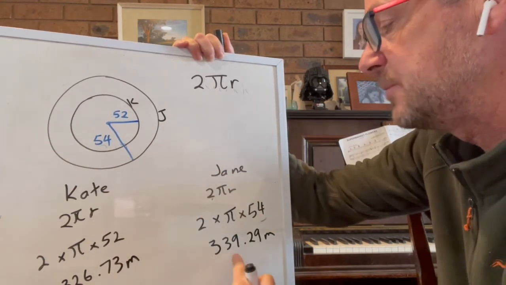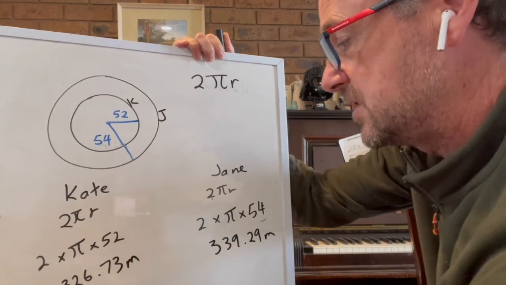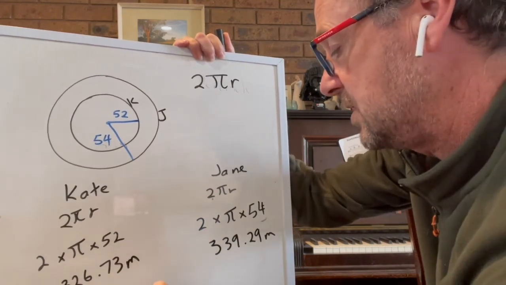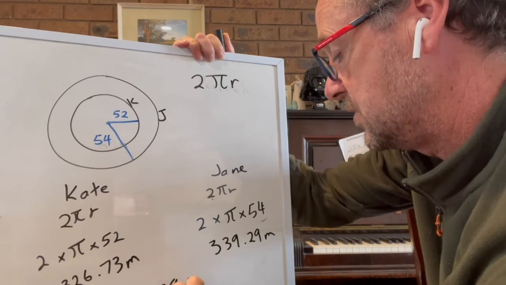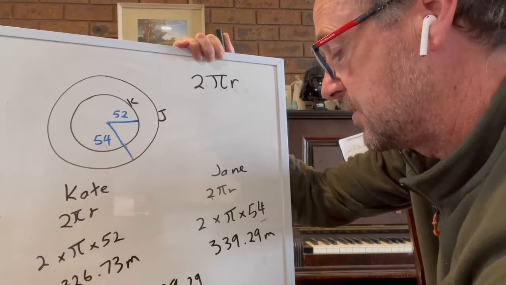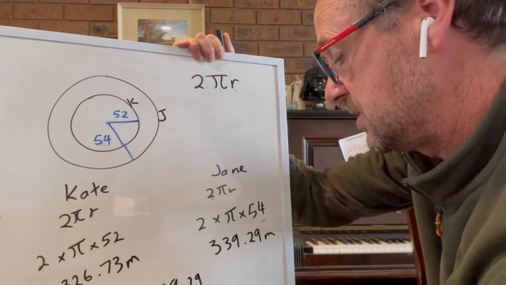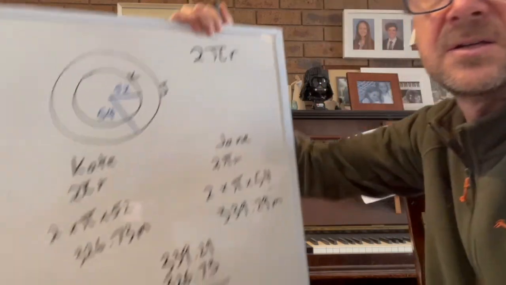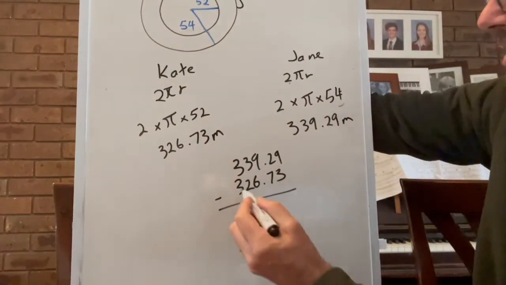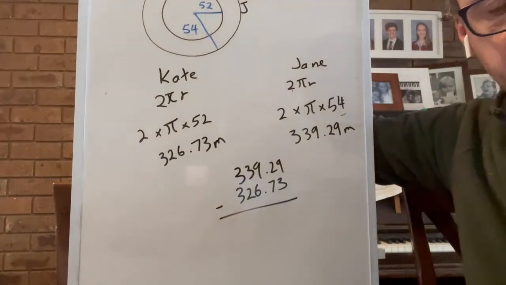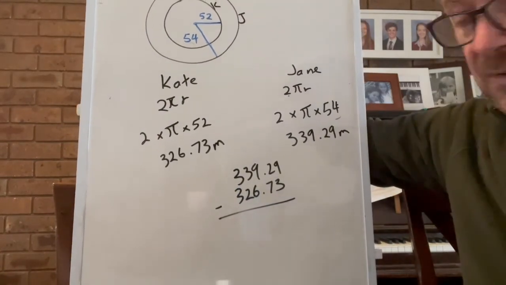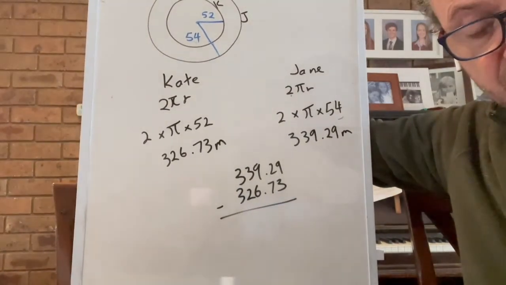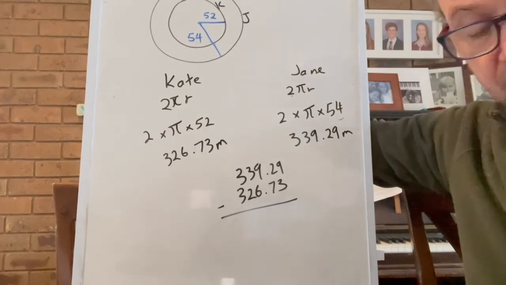And then we're going to subtract this number from this number here. So 339.29 take away 326.73 to give us the difference between those two.